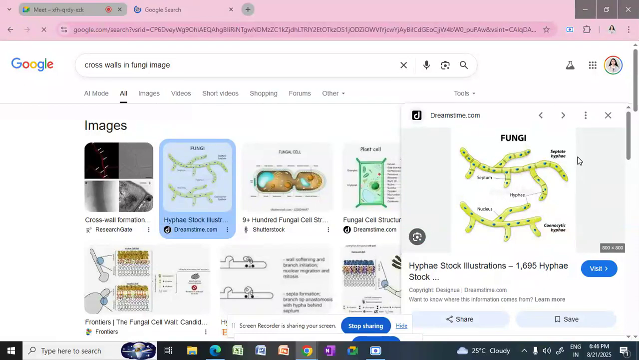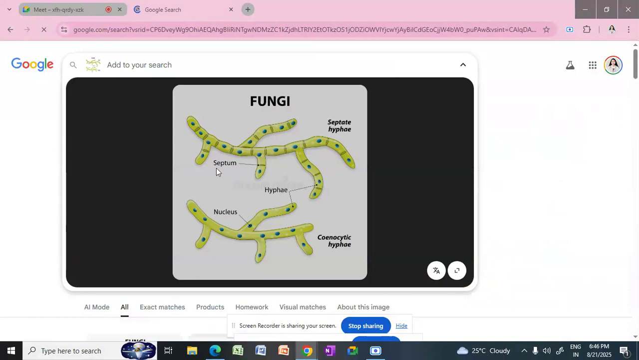Yes, can you see in this image? So actually, this is septate hyphae. Here hyphae, so septum, just like cross walls, like partitions. This type, see septum. This is this type of cross walls. Means partitions you can see here. Clear?